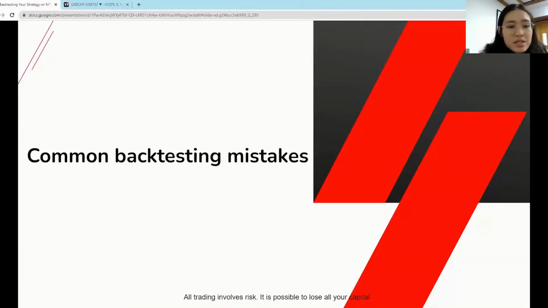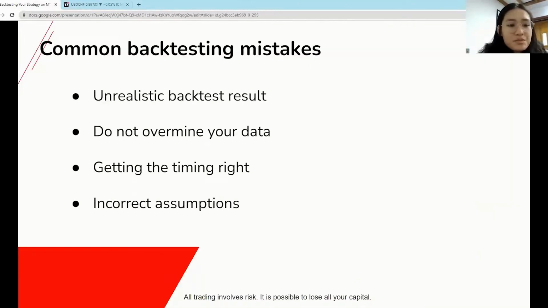Okay, common backtesting mistakes. Firstly, you could get an unrealistic backtest result, and that's how you would know you would either have to repeat your testing, or change a variable which you would have to analyze. Next, do not overmine your data, because there are a lot of factors that come into play when you are trading, a lot of market conditions that are beyond your control.